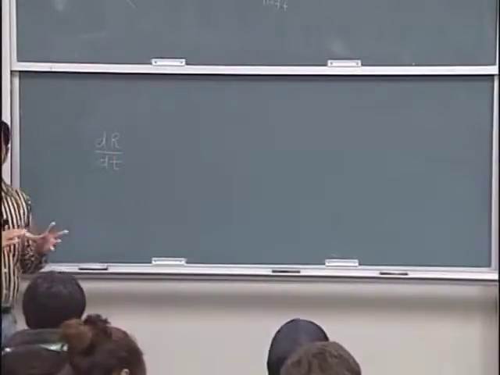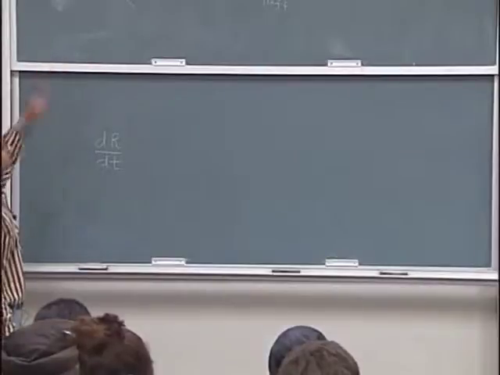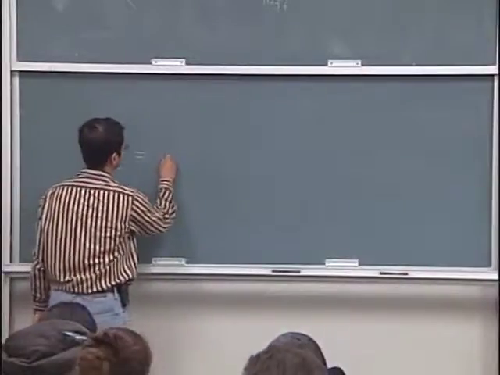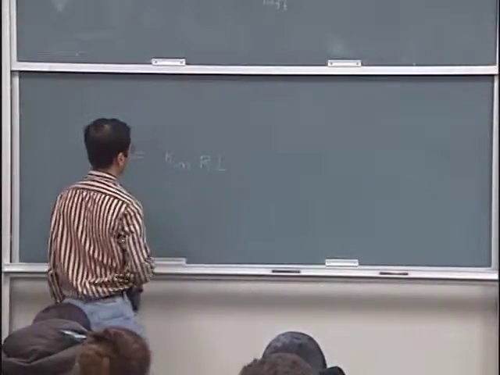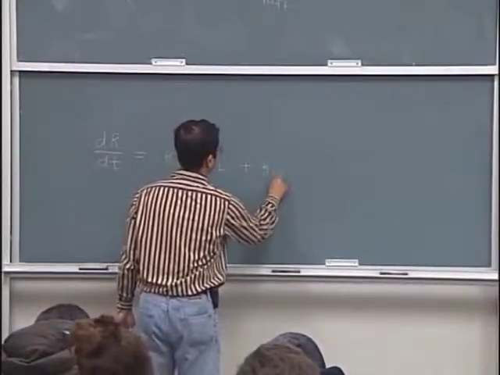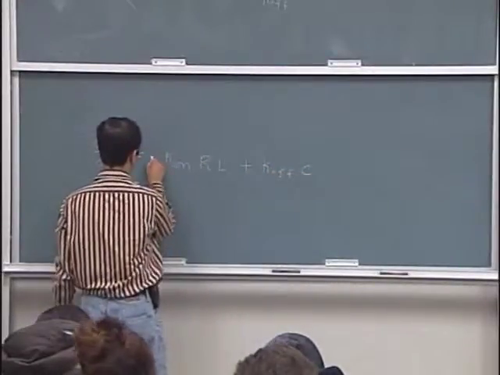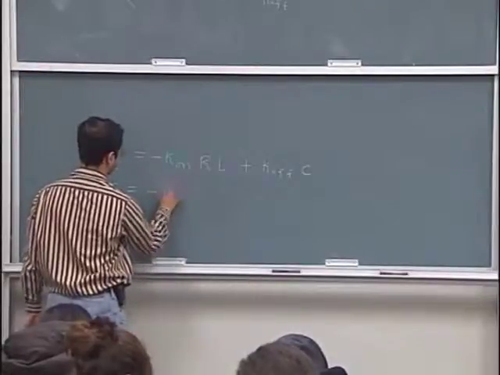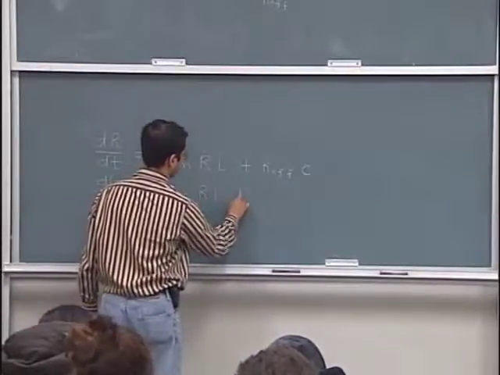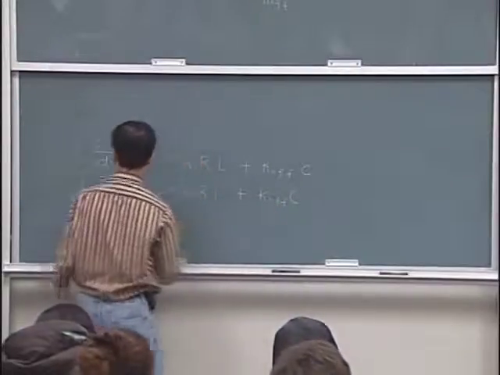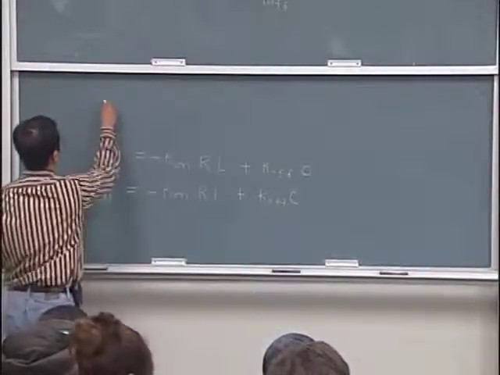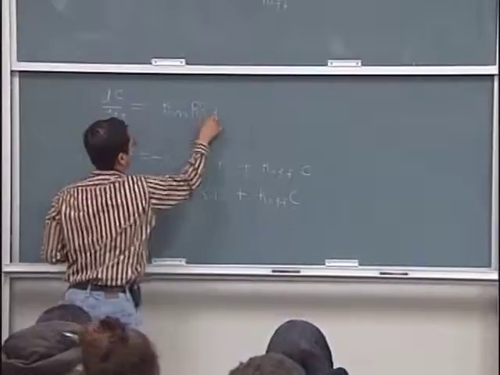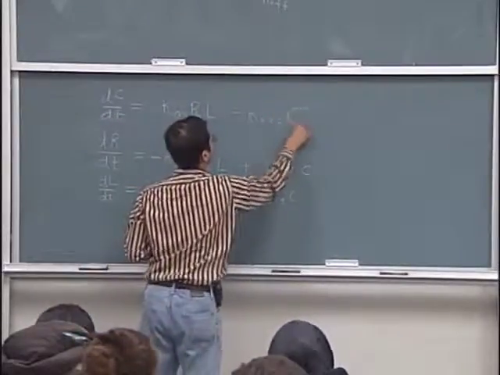If you want to create another ligand which can bind in a competitive manner with this receptor, you need to do this. dR/dt equals negative k on R L plus k off C. Then dL/dt equals negative k on R L plus k off C. And then for the complex I can write dC/dt equals k on R L minus k off C.